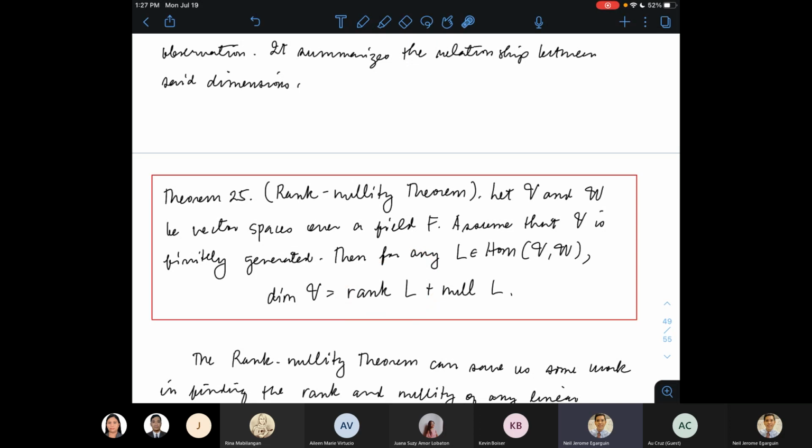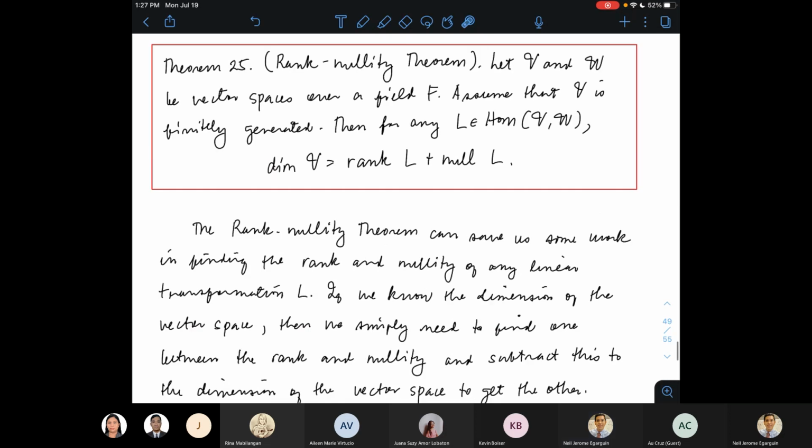Kasi yung rank ni L, kailangan hanapin natin yung itsura ng range. And usually finding the range of a linear transformation is not that easy, right? Much more finding a basis for the range. So that's why usually if you can, compute for the nullity of L, look at the dimension of your domain, and just subtract the nullity from the dimension of the domain. That will give us the rank of the linear transformation. So that's the utility of the rank nullity theorem.